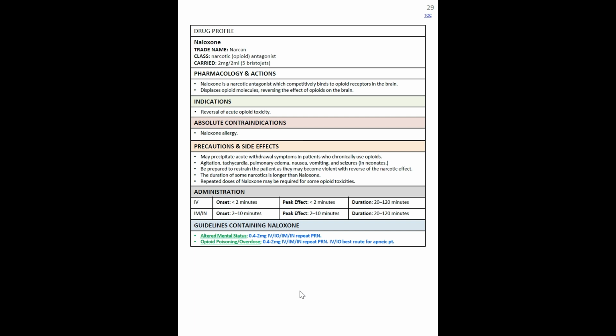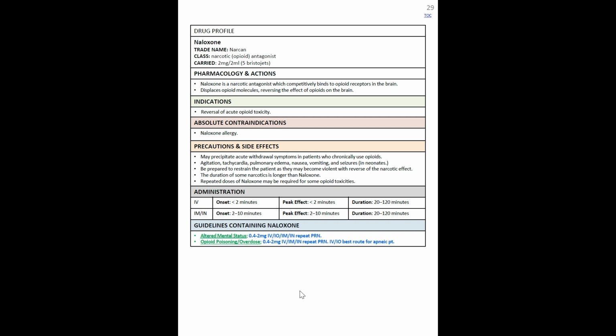When given IV, the onset is less than 2 minutes. When given IM or intranasal, it's 2 to 10 minutes. Its peak effect when given IV is less than 2 minutes, and when given IM or intranasal is 2 to 10 minutes. And then the duration is about 20 minutes to 120 minutes, no matter which way you give it.